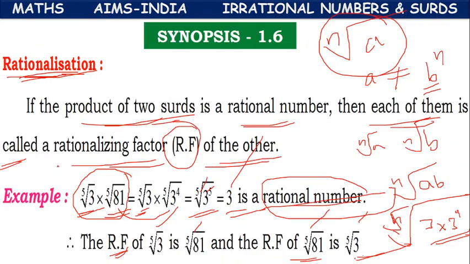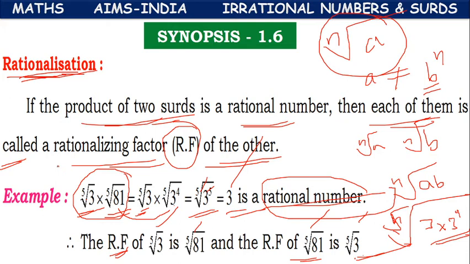Okay, children. What have we learned today? Rationalization means the product of two surds. If it is a rational number, then each of them is called a rationalizing factor of the other, if the product of the two surds is a rational number.